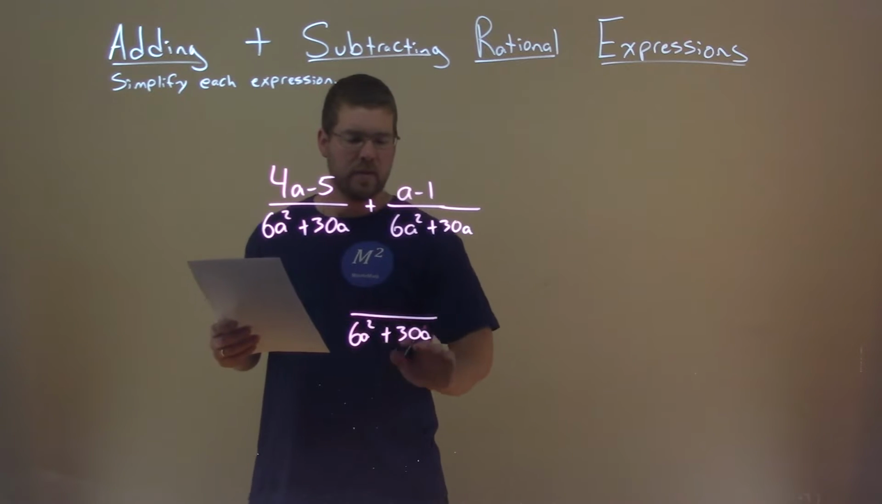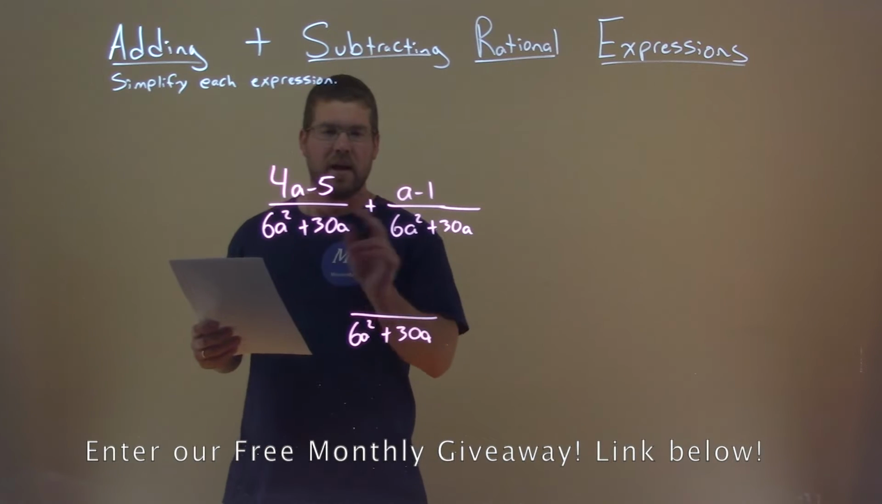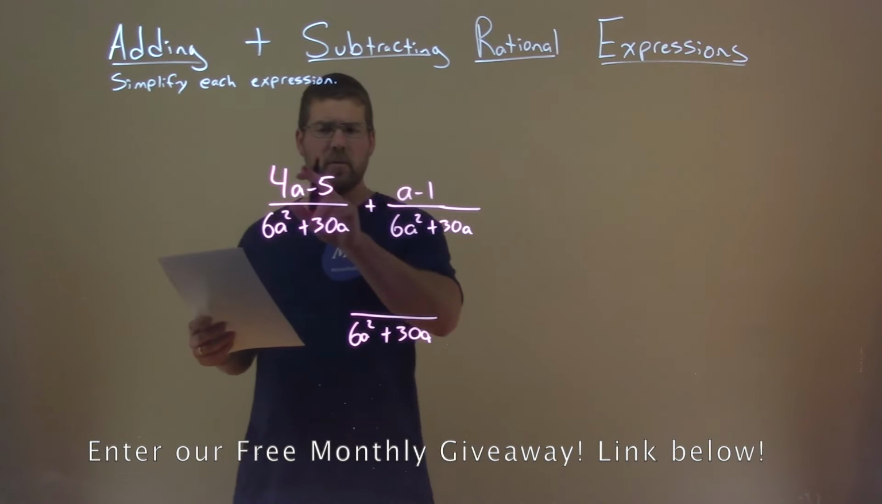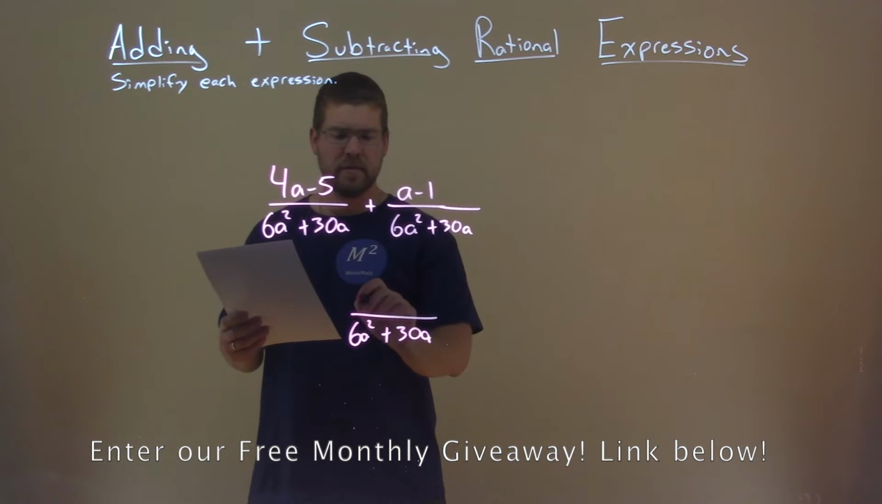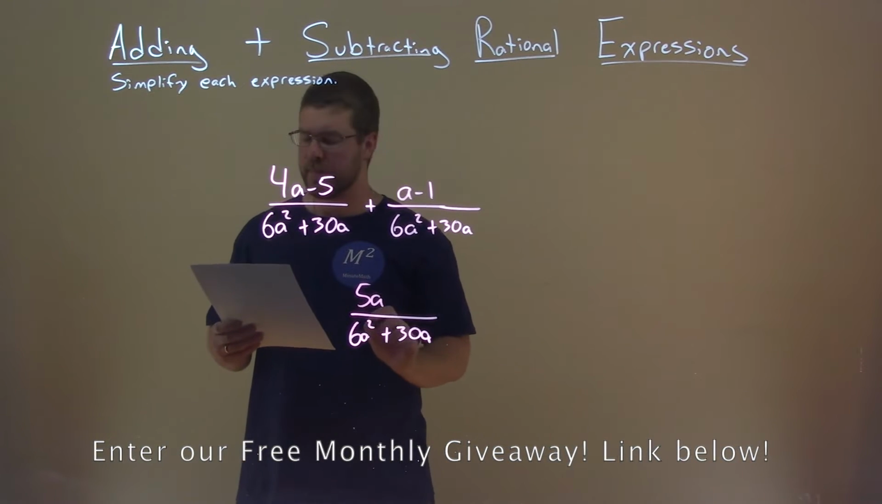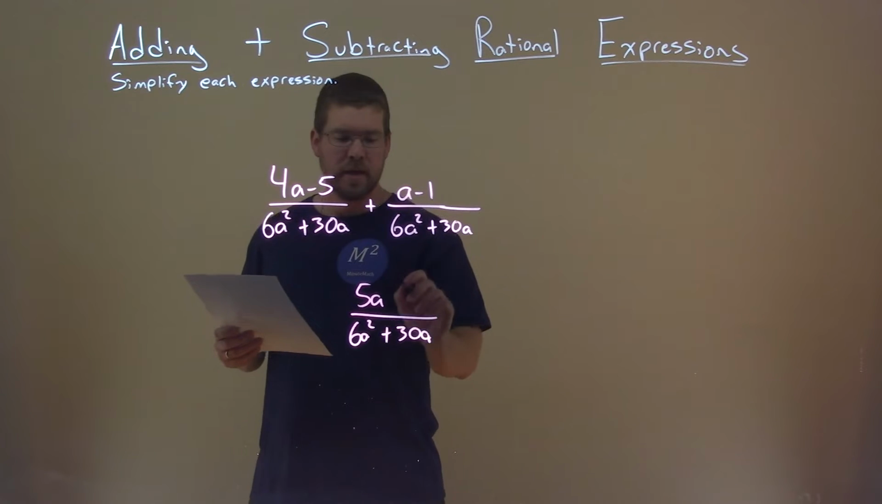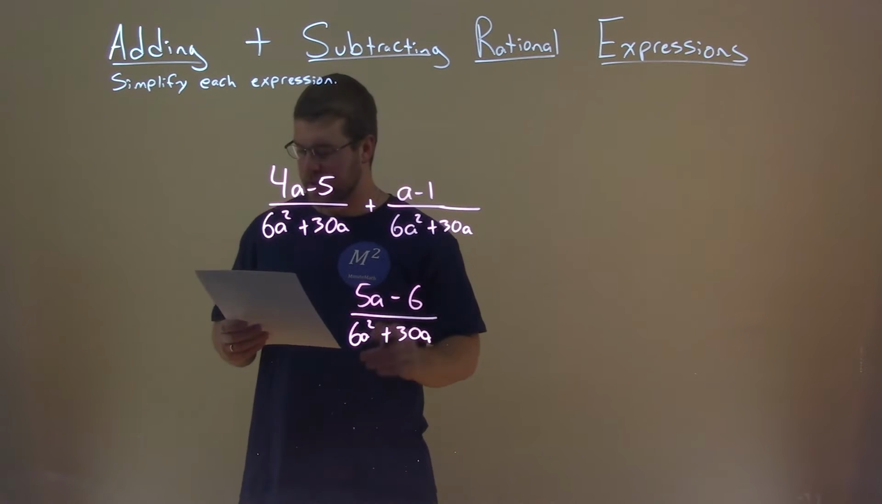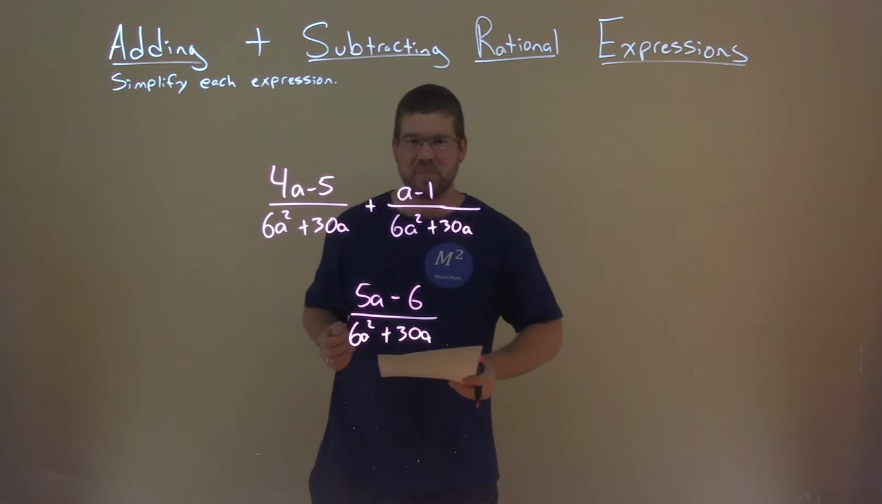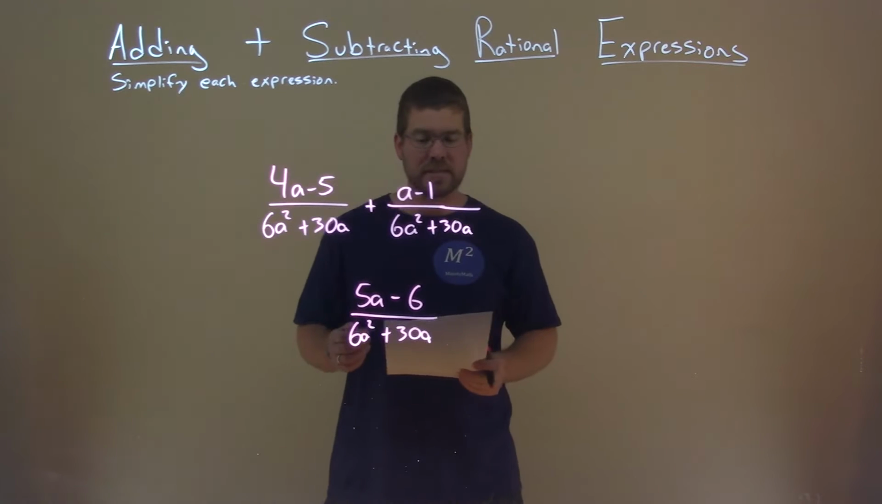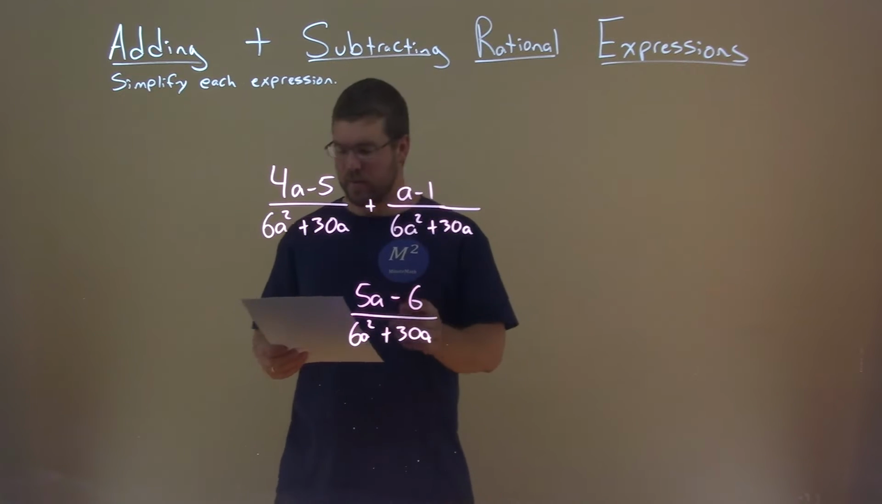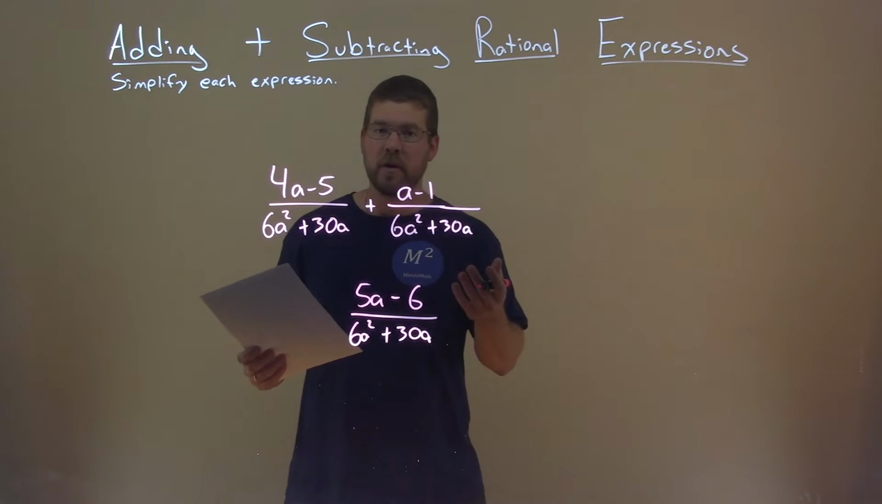Now with the same base, same denominator, we can add the numerators. Well, 4a plus 1a is a 5a. Negative 5 plus a negative 1 is a negative 6, or minus 6. And that's actually done. It's pretty simple. 5a minus 6 divided by 6a squared plus 30a is our final answer.